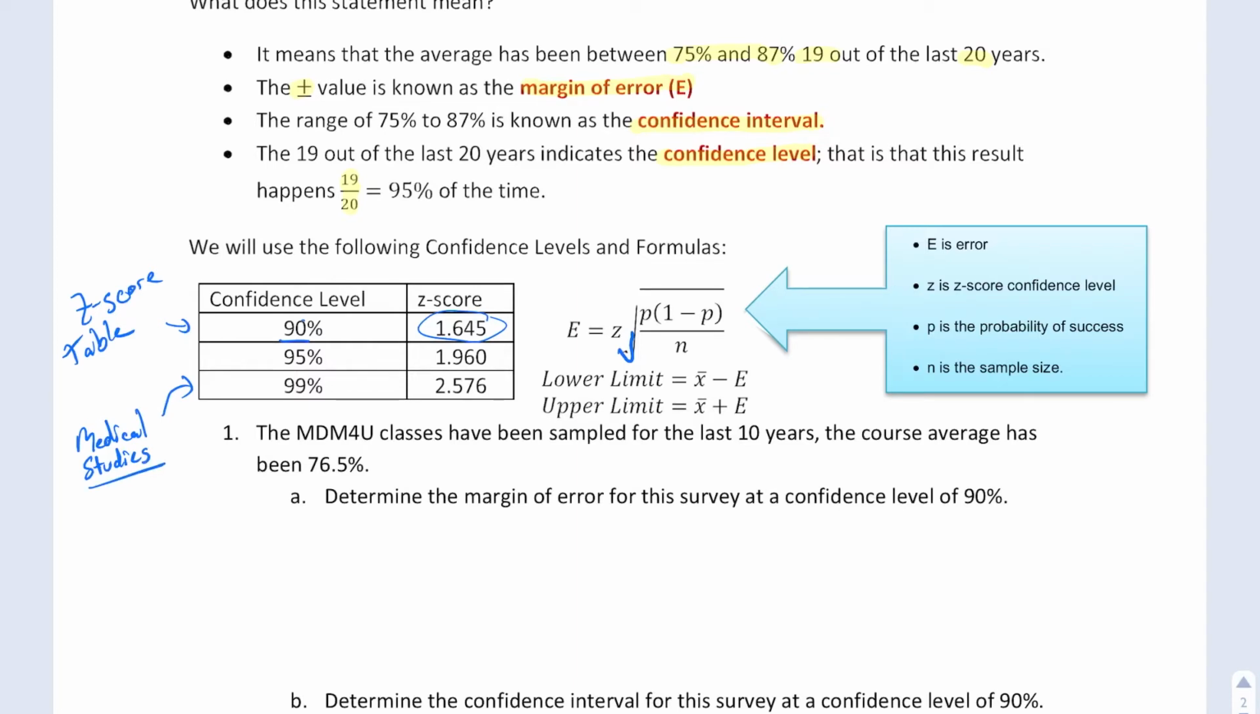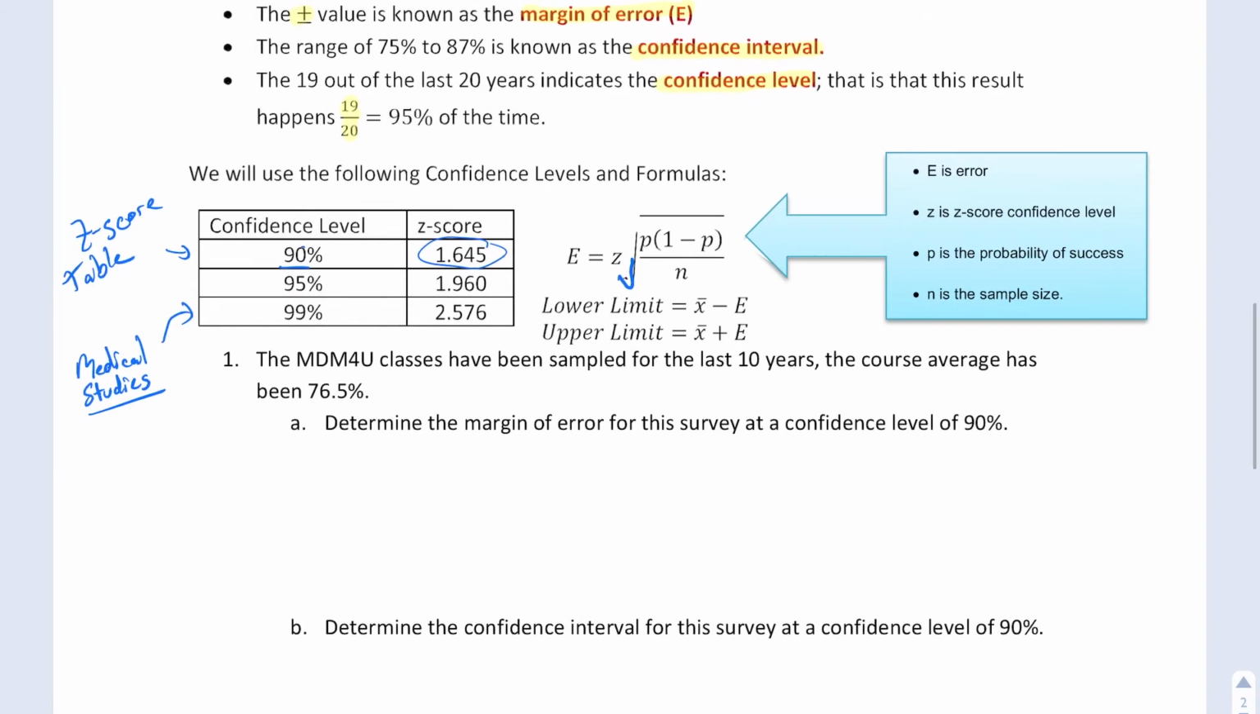And these are the ones that are often used in medical studies, because they want to have the most confidence in their results. They don't want to have any variation, because often that's going to be something that could lead to fatal results.